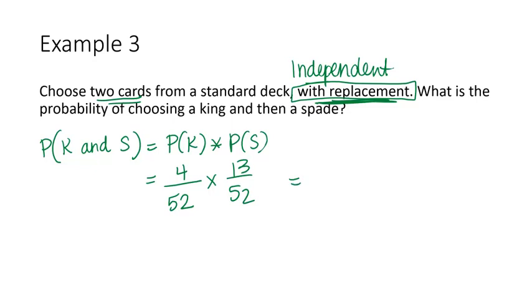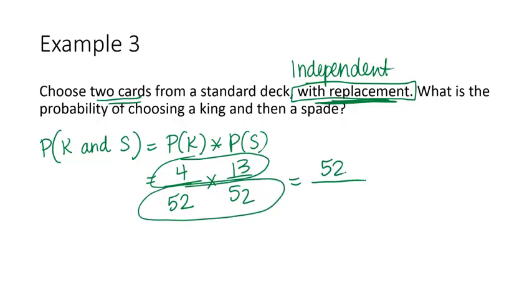You can either go ahead and multiply straight across because I'm multiplying fractions. 4 times 13 is 52. And 52 times 52 is 2,704. But if you do that, you still have to go back and reduce this. Notice I have a 52 in common. That would give me 1 out of 52.